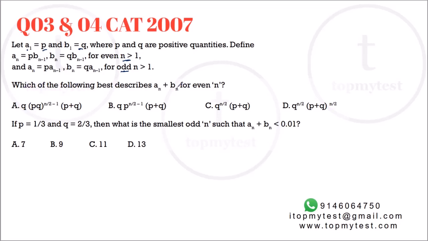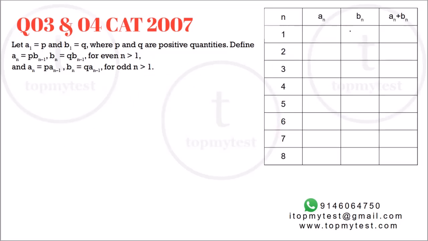Now, which of the following best describes An plus Bn for even n? And the smallest odd number such that An plus Bn is less than or equal to 0.1. So we need to find An plus Bn. There are two series, one for A, one for B, defined for odd and even numbers. Again, if you do it for 3-4 terms, should be more than sufficient to answer the question. Let's do it easily.